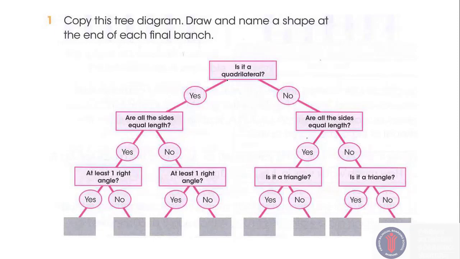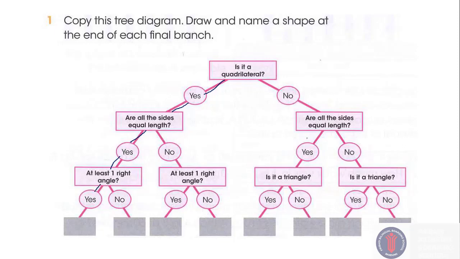Is it a quadrilateral? Yes. Are all the sides equal length? So yes, let's see the yes first. And then at least one right angle. The quadrilaterals that have all sides equal are the rhombus and the square.